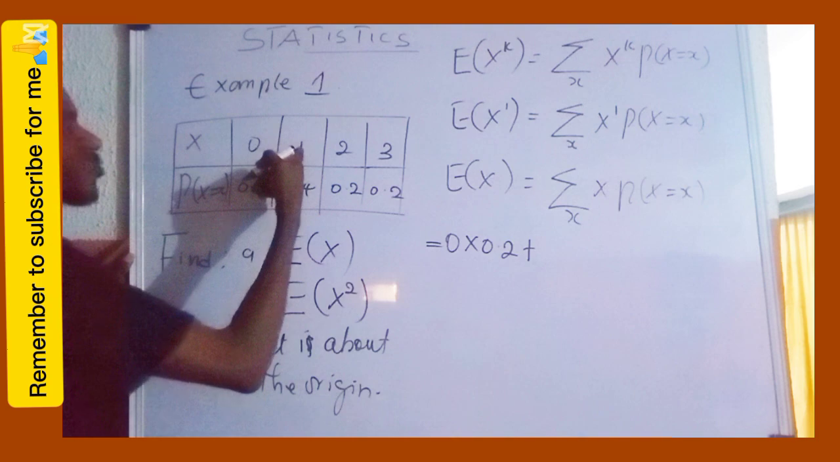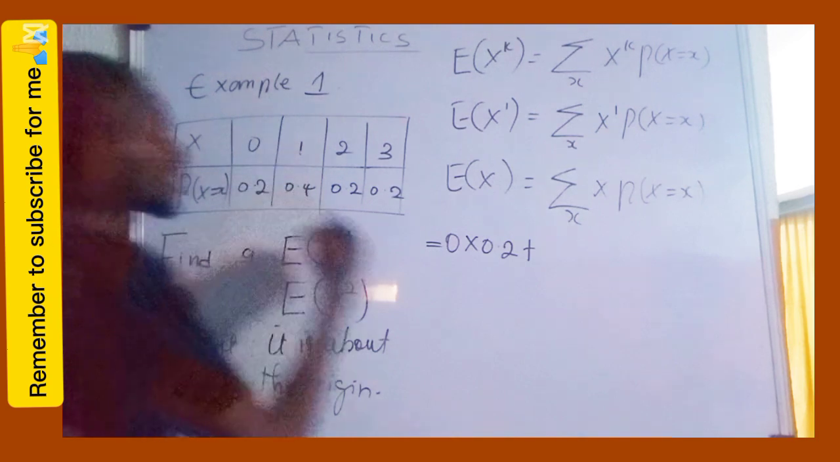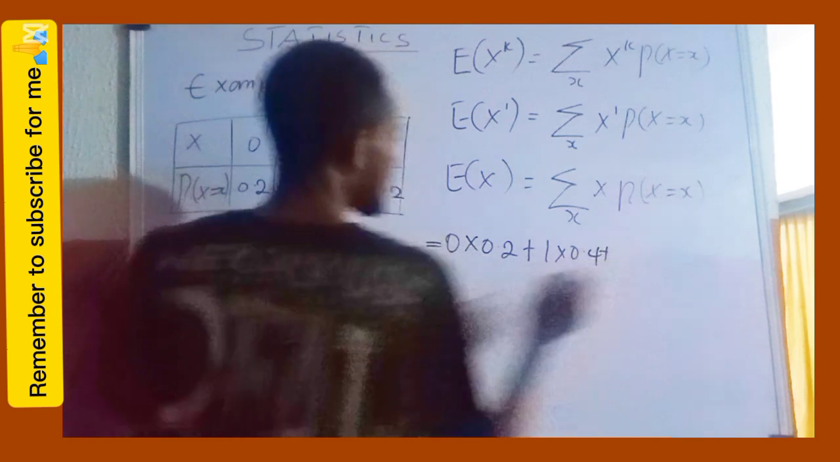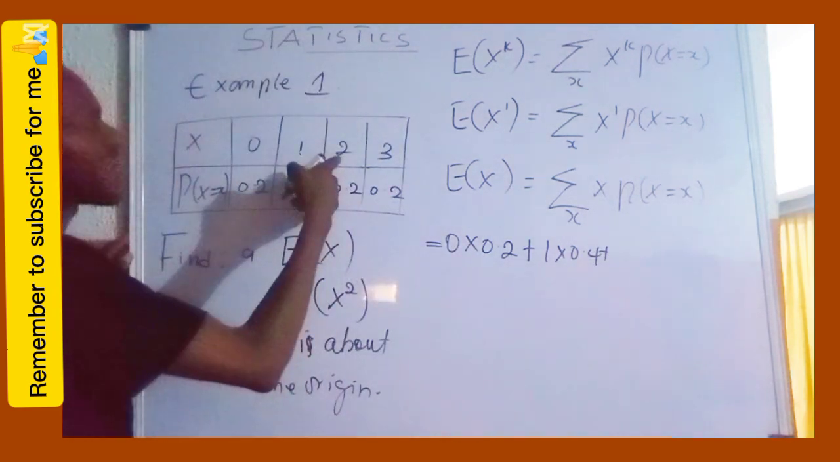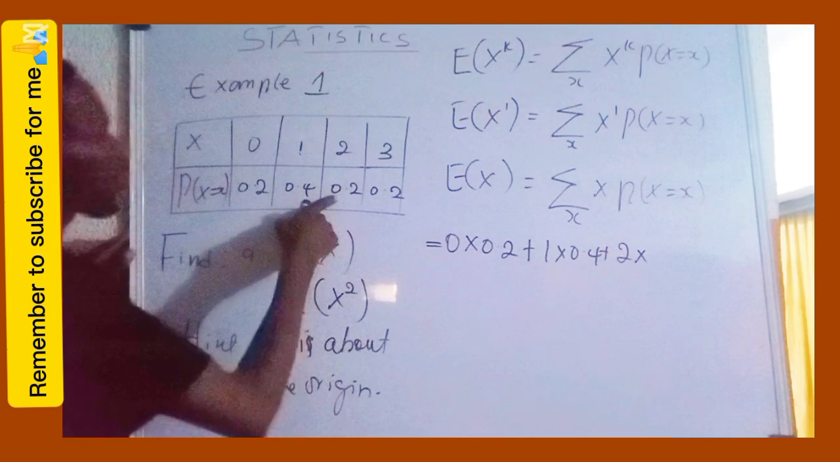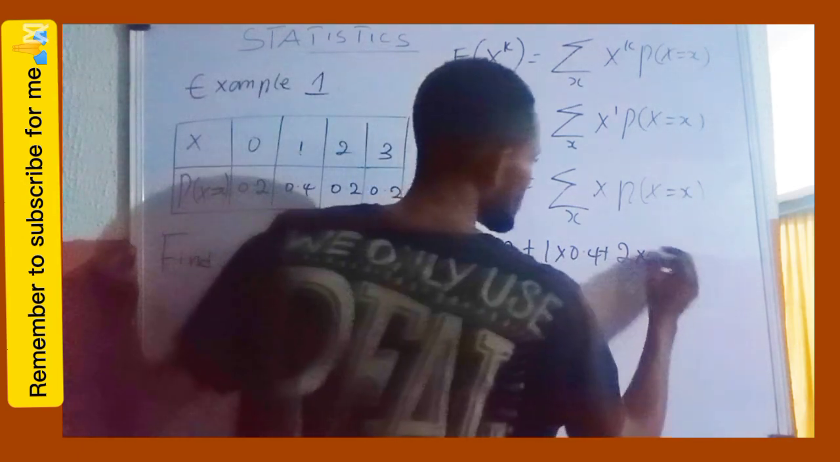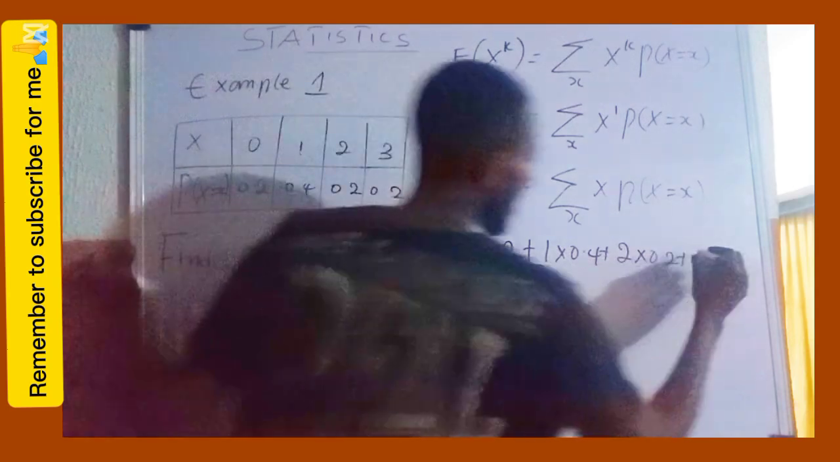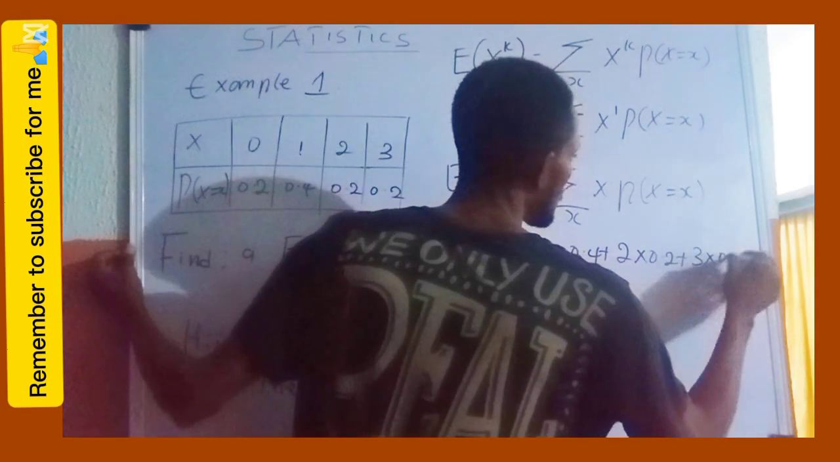The next value is 1. Its probability is 0.4. So I have 1 multiplied by 0.4, plus. The next value is 2. So I have 2 multiplied by its probability, which is 0.2, plus. The last one is 3, and I have 3 multiplied by 0.2.